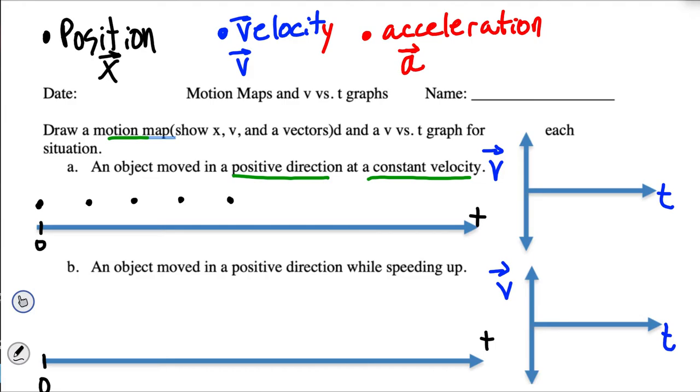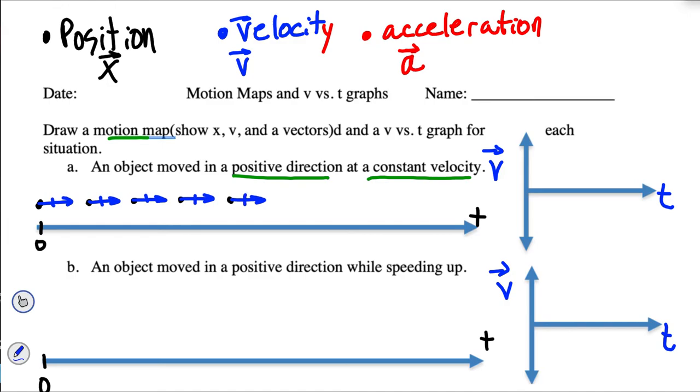If it's a constant positive velocity, positive means that the velocity vectors are going to have to be in a positive direction, right? And they'll all have to be the same length. To make sure that I tell other people that these velocity vectors are all supposed to be the same length, I'm going to mark each one with a hash mark, a positive constant velocity.